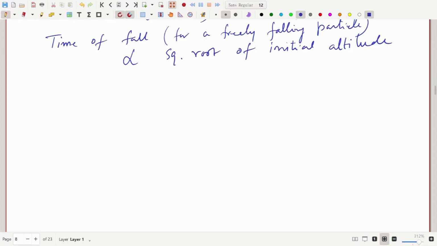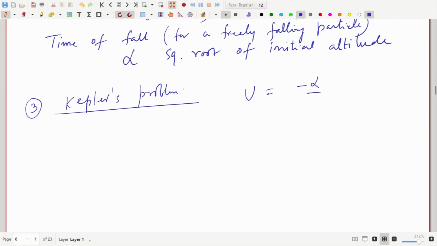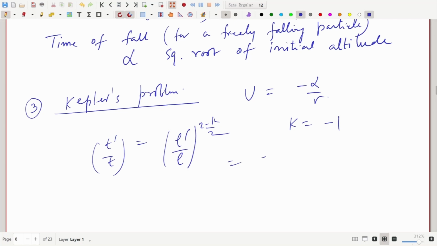Now, let us consider the Kepler's problem. So, the third example is very interesting. We will consider Kepler's problem. For Kepler's problem, your potential is alpha by r, so your k in this case will be minus 1. Let us go back to the formula which we obtained using mechanical similarity, or the scaling behavior of the system: t prime by t is (l prime by l) to the power 1 minus k by 2, but k is minus 1. So, it will be l prime by l to the power 3 by 2.